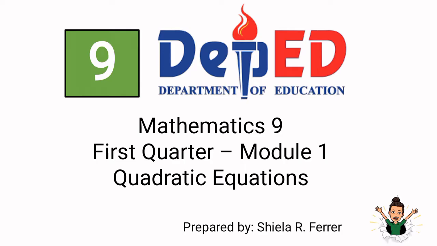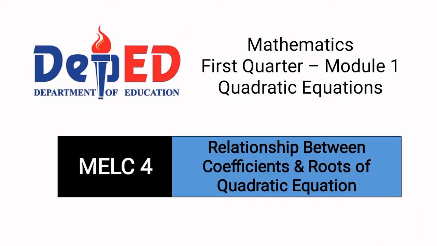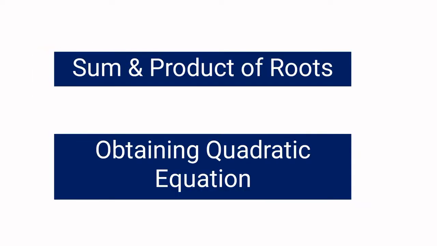We are still in Module 1 that is about quadratic equations. For today, we are now in competency number 4 that has something to do with the relationship between the coefficients and roots of quadratic equations. For this competency, we have actually two subtopics. The first one is sum and product of roots, and then the second one will be obtaining the quadratic equation.